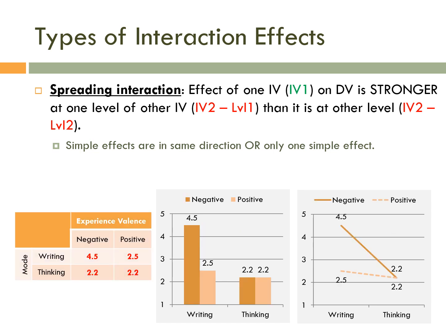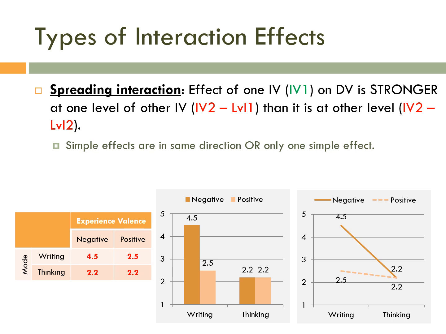Here's another example. This is changing the data again. Don't go home to your friends because it's just made-up data. But here we see that within the writing level of the mode of processing independent variable, when you're looking at negative versus positive, you have a 4.5 versus a 2.5. And then within the thinking level of the mode of processing independent variable, you have the negative versus positive as a 2.2 to 2.2. So you can very clearly see from the bar chart that the 2.2s within thinking are exactly the same. There is no effect there, but then within the writing condition of the mode of processing, there is very clearly an effect.